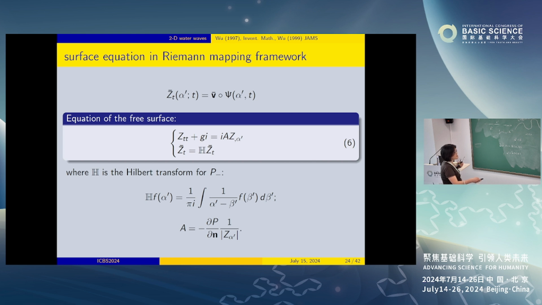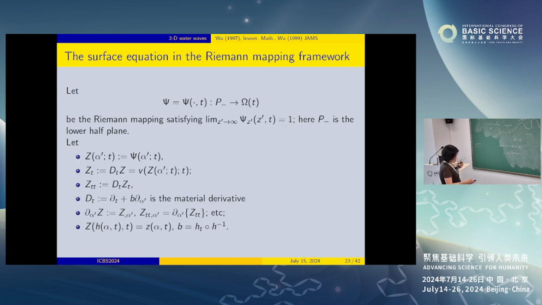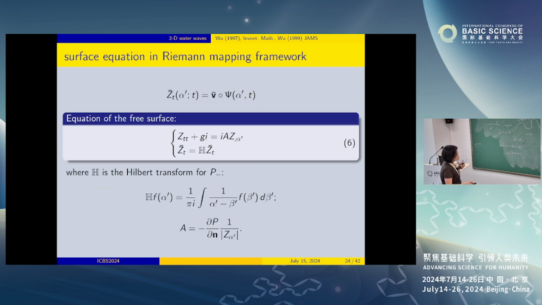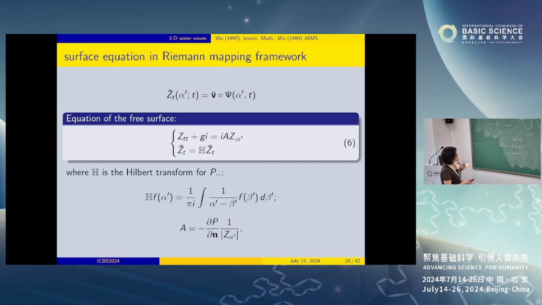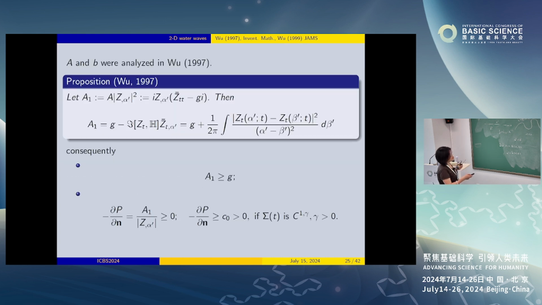But the price is that now there's a change of variable here, so we have to figure out everything in between. This B, for example, is taking the derivative in T itself, you don't get the material derivative, and there's a shift here. So you have to compute B, and for this we have already done it. And this A is just a change of notation: it's negative dpdn times 1 over the length of capital Z alpha, where capital Z is the Riemann mapping variable boundary. This was done a long time ago, and this is a precise formula.